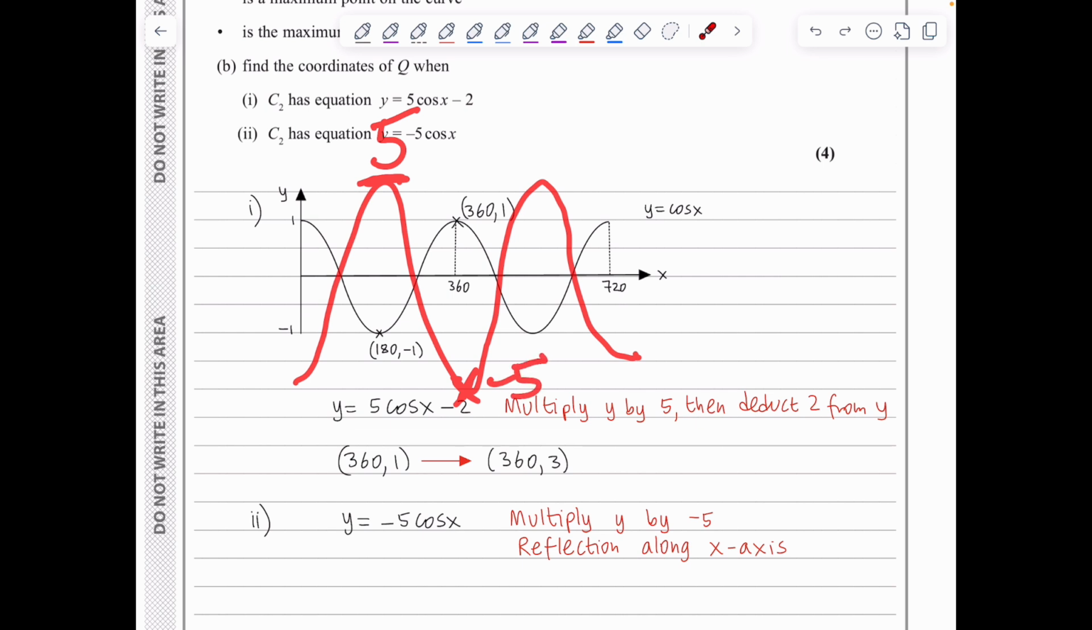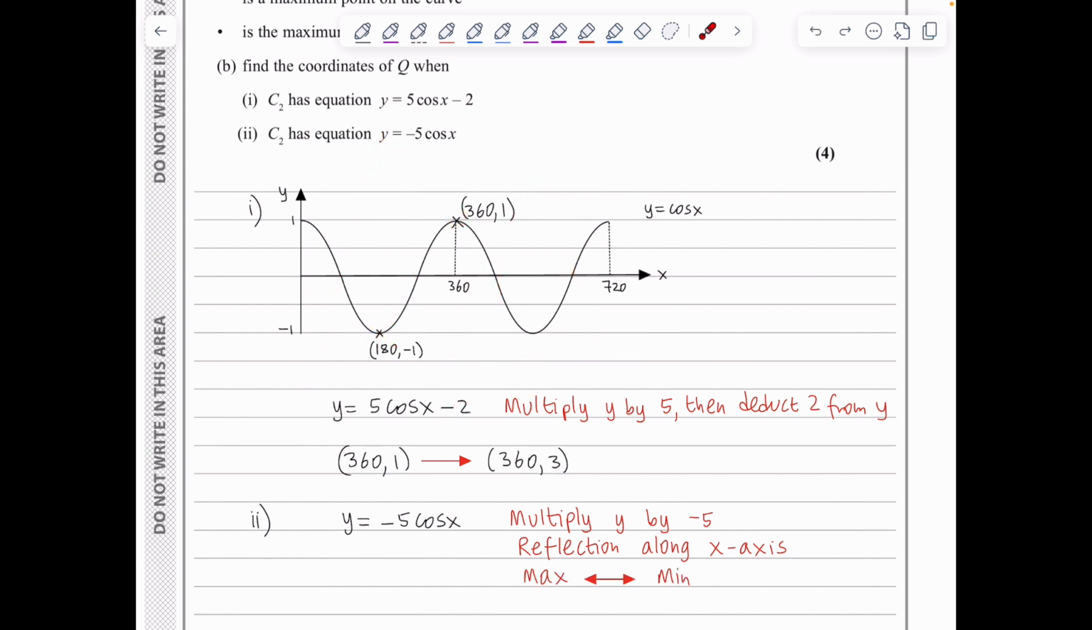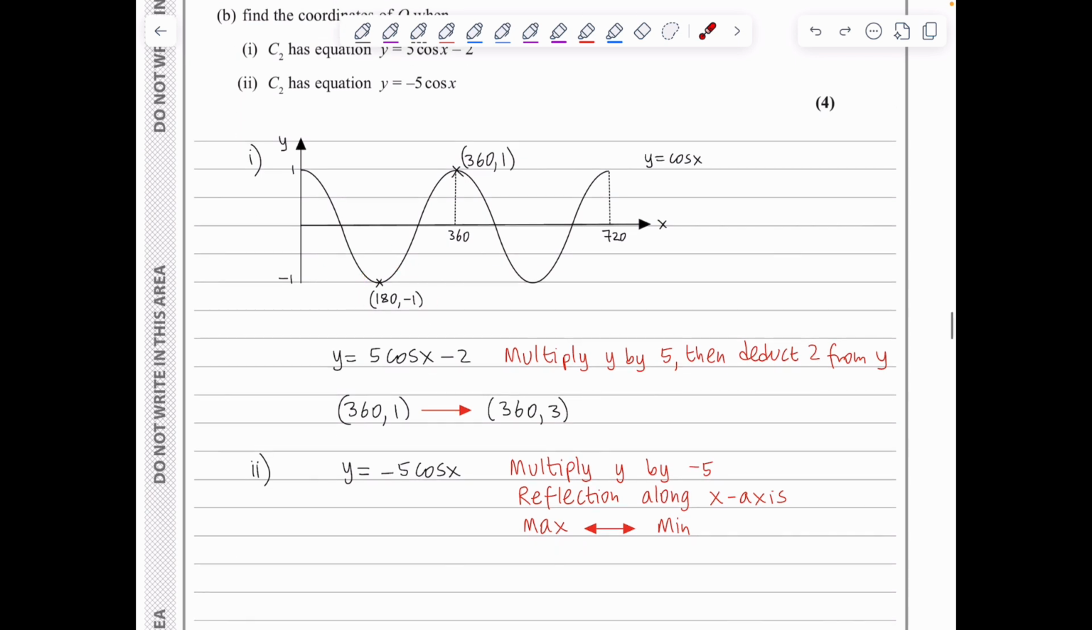Notice now that the minimum points will become maximum and the maximum will become minimum, and therefore this means that the coordinates of the maximum point will stem out of this minimum of (180, negative 1). If I multiply the y value by negative 5, this takes me from (180, negative 1) to (180, 5).